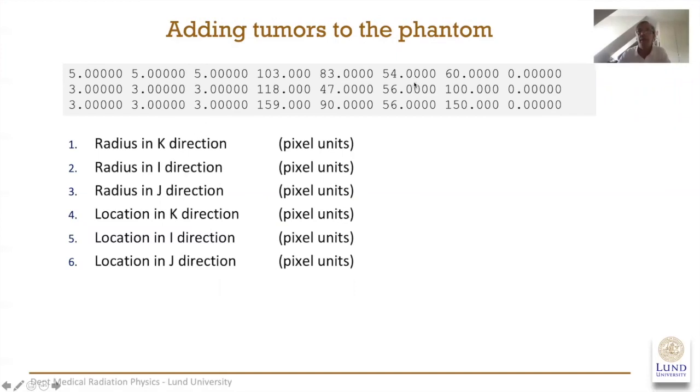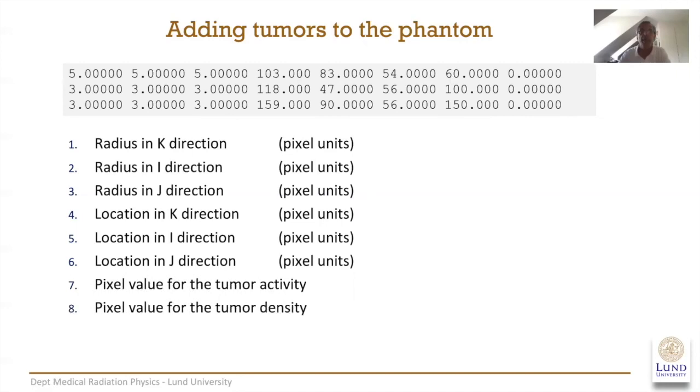The next 2 values is the activity distribution, actually the same value as you define in the Zubal table. You also can, if you want, specify a different density for the tumor. If it's 0, then it doesn't change the initial value of those voxel locations.